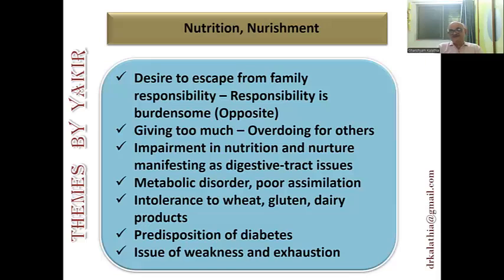Predisposition to diabetes. In diabetes, which product is restricted in the entire world? Sugar, right? Sugar is made from sugar cane and again the same family. And suppose you do not have assimilation, things are not absorbed in your stomach, then what is the consequence? Weakness, aggression.